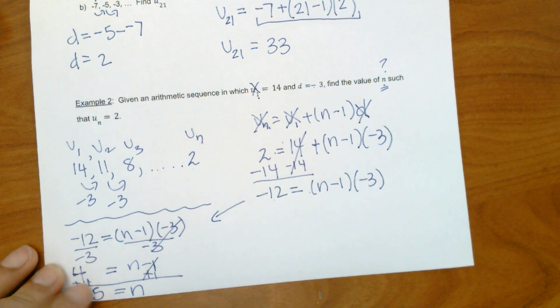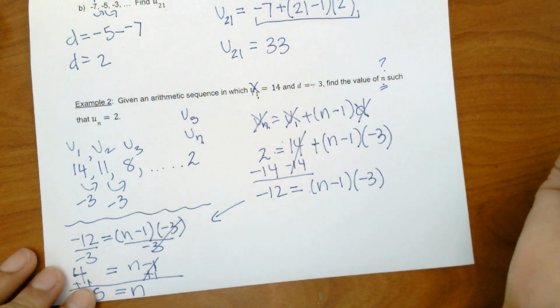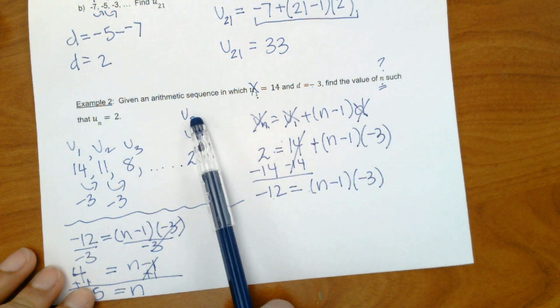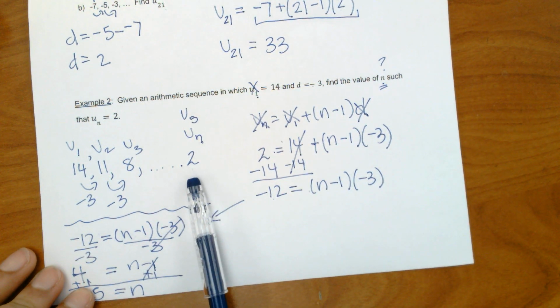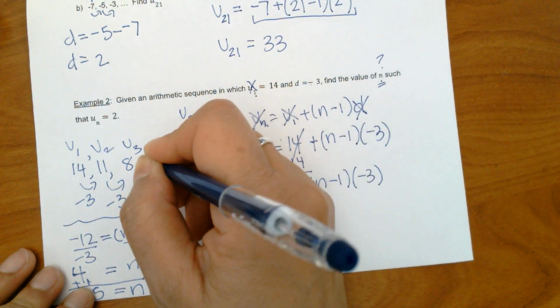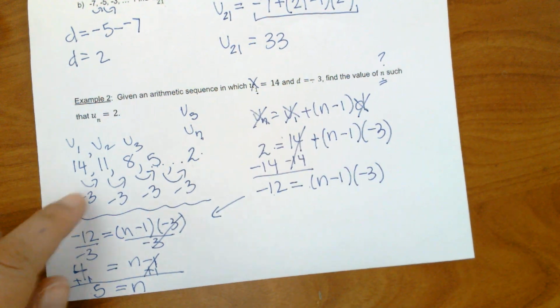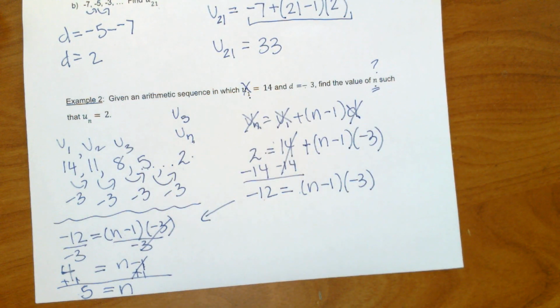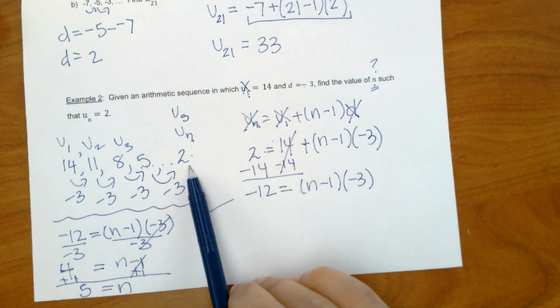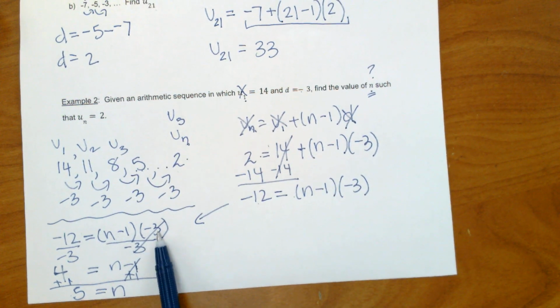So that means that this really is the fifth term. So if we kept going, the fifth term is going to be 2. We really were subtracting 3 each time. So if we kept going, which we should have just kept going, the fifth term is 2. But we solved for it instead. Okay, we solved using division.